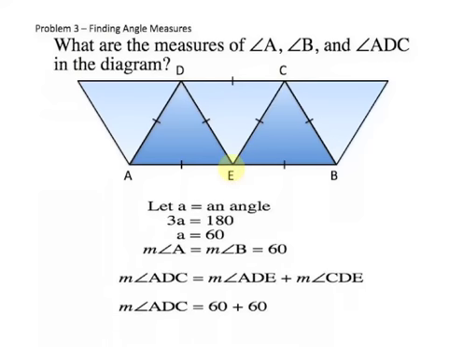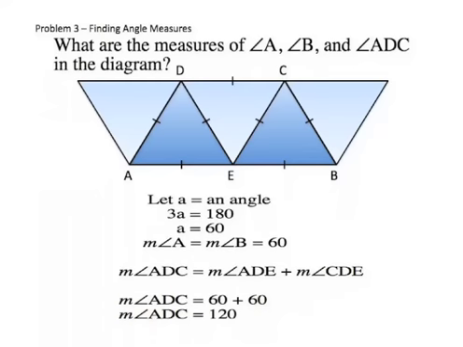Since angle ADE and angle CDE are both angles in equilateral triangles, the measure of angle ADC is equal to 60 plus 60 because the measure of angle ADE and the measure of angle CDE are both 60. So all we did on this step was substitute 60 and 60 in for the measures of the two angles to get the measure of angle ADC. Now all we have to do is simplify. Add 60 plus 60 to get 120, and we have the measure of angle ADC equals 120. And we're done.